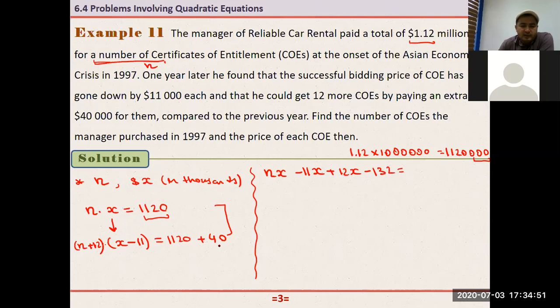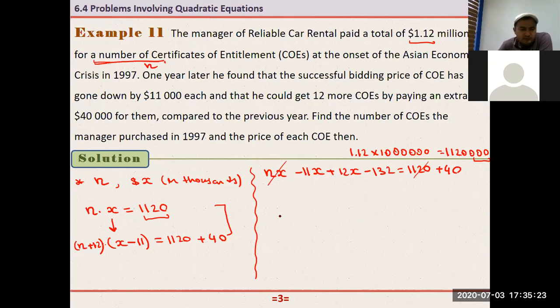On the right hand side, actually, I think I don't have to write like this. Let me just write it as 1120 plus 40. From this equation, n times x equals 1,120. So these two things cancel out each other. Now let me try to express everything in terms of x. So here we have minus 11x plus 12x.